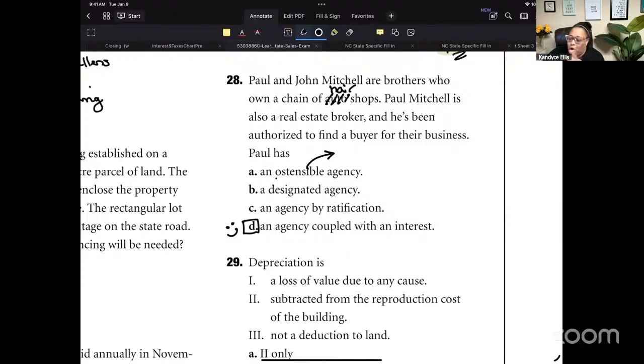This would be for all types of agents. If you're an attorney, if you have a power of attorney, things like that. Ostensibly, it's a way to create agency, but we're not going to have it in real estate, really. You should know it exists, but we're not going there.